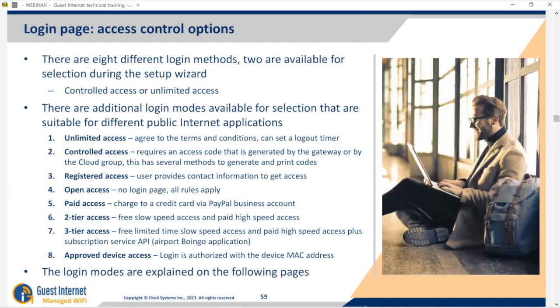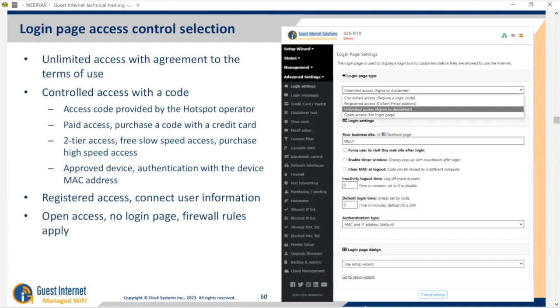Let's look at these in detail. The selection is made using the login page settings using a drop-down menu. And we can see that we select controlled, registered, unlimited, or open using the drop-down menu. And then we have options within each to choose specific types of configurations that we want.